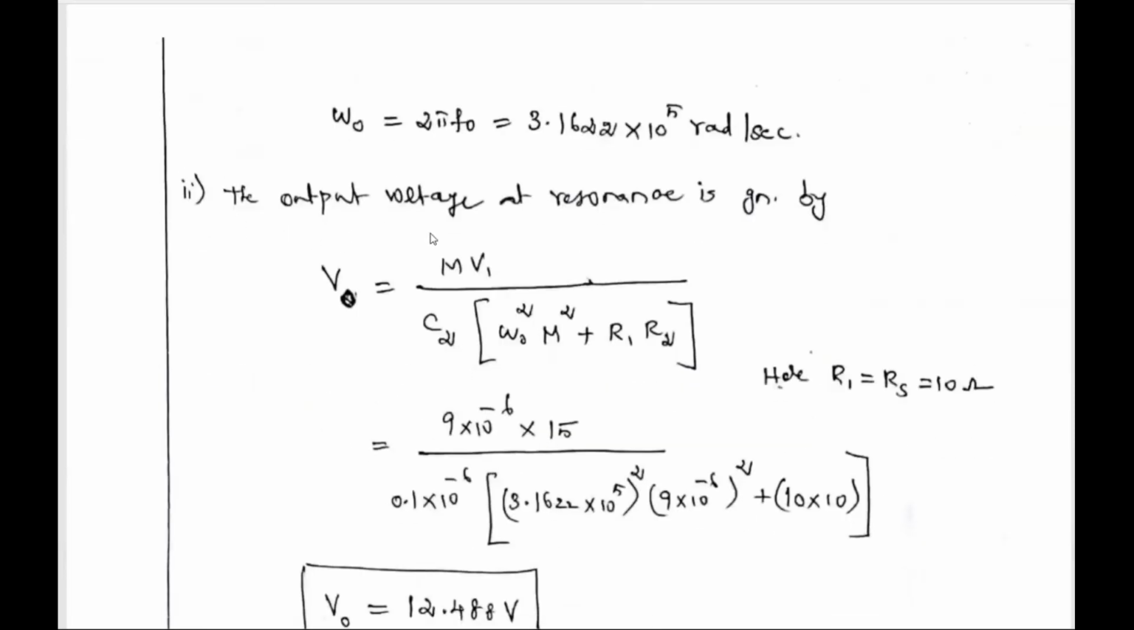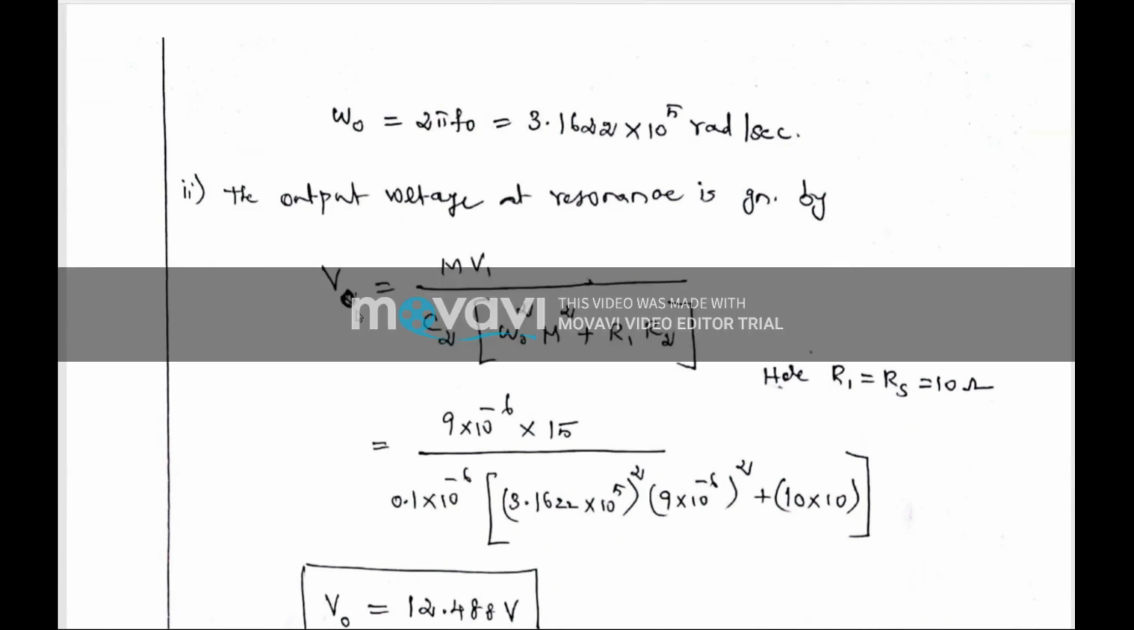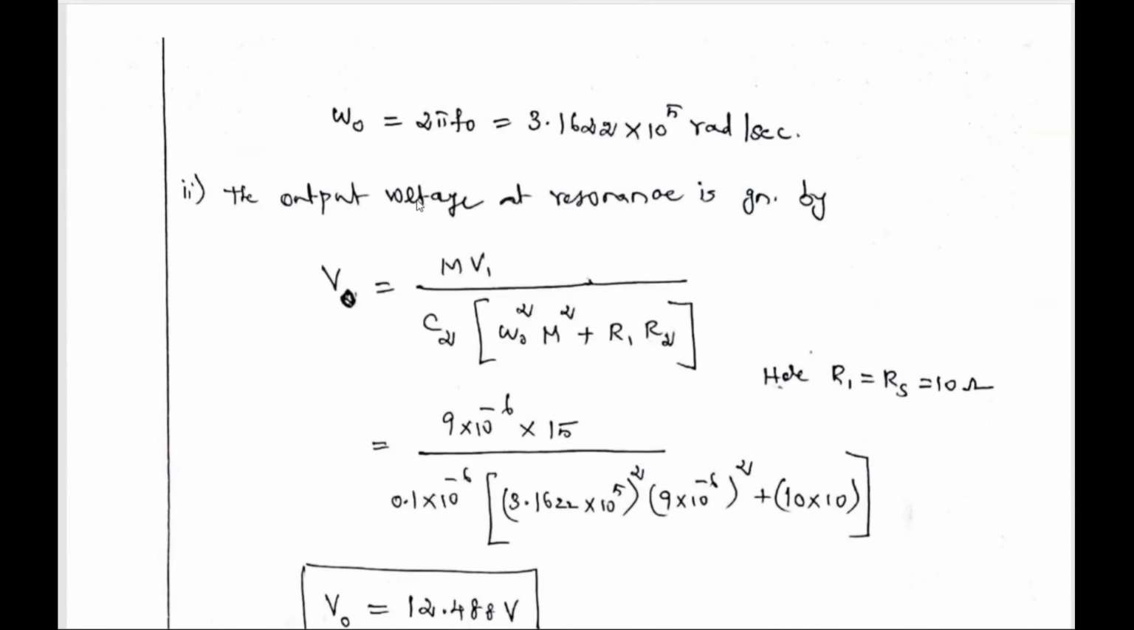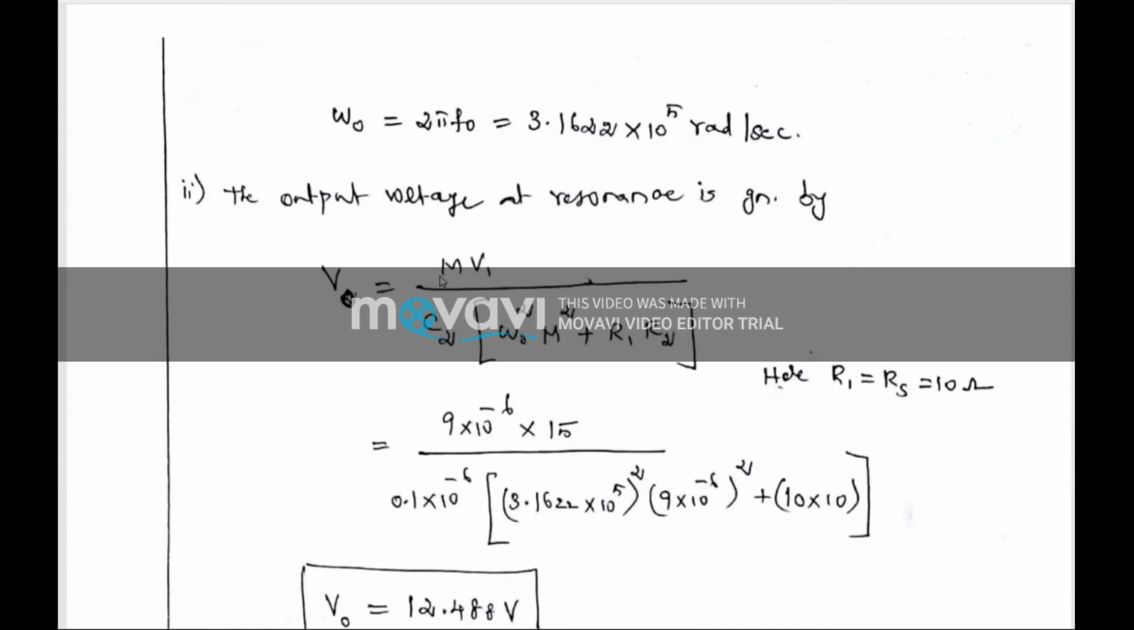And the second question is we have to find the output voltage at resonance. From the previous derivation, we know the output voltage is nothing but either V2 or V0. So what is the output voltage formula? V0 is equal to M into V1 divided by C2 into omega naught squared M squared plus R1 R2. Here we have to find the output voltage at the resonance frequency, so instead of omega, we put omega naught. So substitute: C2 is given in the problem, V1 is given, omega naught we calculated, R1 and R2 are given.